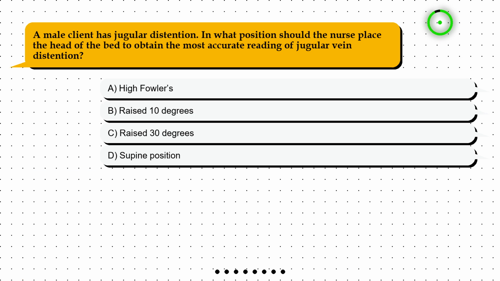A male client has jugular distension. In what position should the nurse place the head of the bed to obtain the most accurate reading of jugular vein distension? Option A, high Fowler's. Option B, raised 10 degrees. Option C, raised 30 degrees. Option D, supine position.